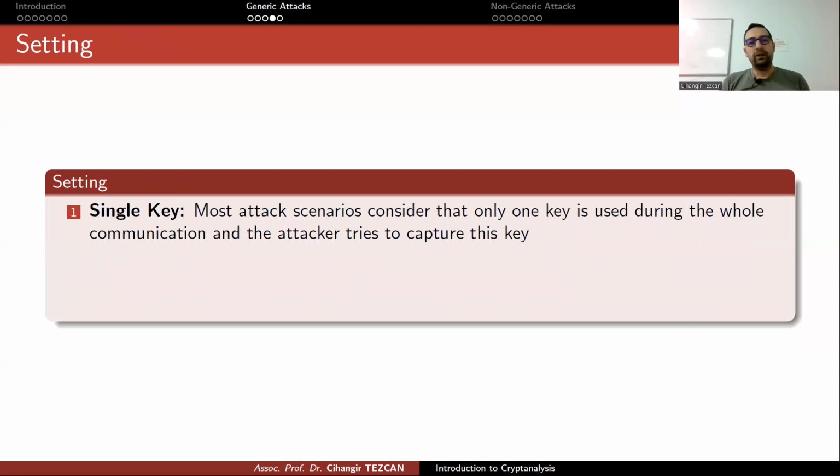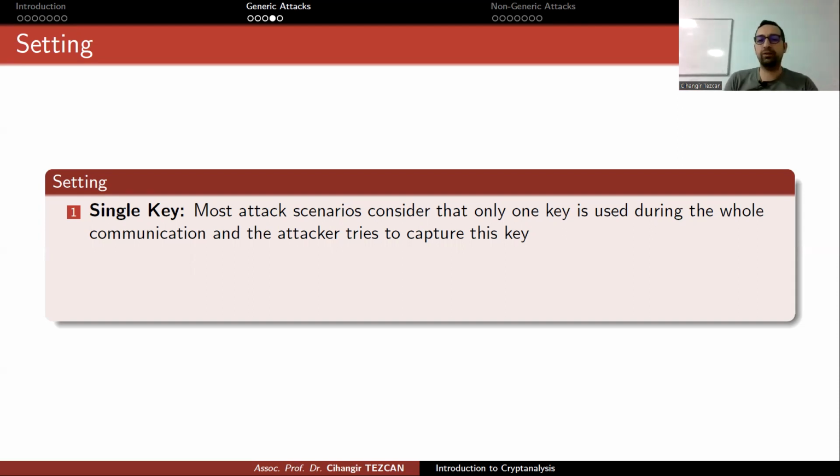Yes, 2 more slides. One of them is the setting. I need to talk about this. Generally, we always assume that we are in the single key setting, which means that I'm trying to break a system. Some people are using a block cipher with a secret key, they are communicating. I'm capturing some plaintext and ciphertext, and my aim is to obtain this secret key, right? So this scenario is referred to as the single key setting.